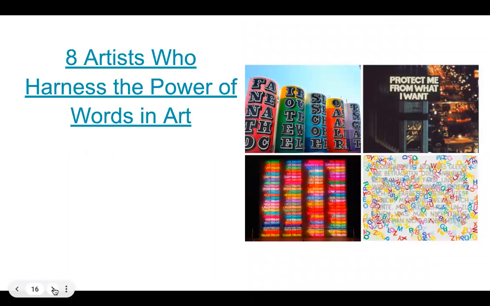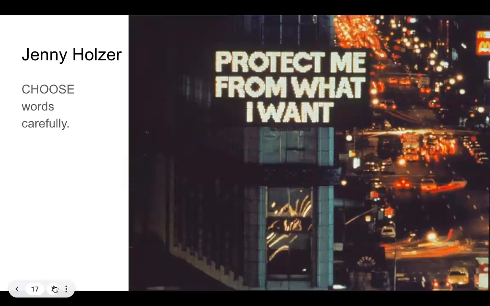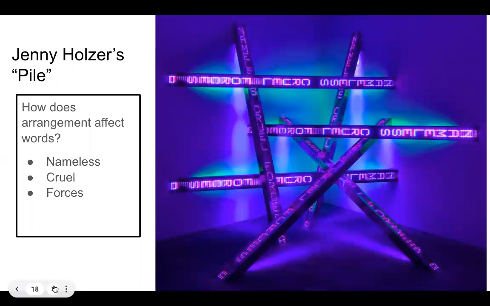And so I got some of the artists for this from this article on artists who use the power of words. So one of my favorites is Jenny Holzer, and she chooses her words very carefully. This is in Las Vegas. So if you think about what Las Vegas is notorious for, it kind of makes sense, her word choice. This is one of her pieces called Piles. How does she arrange the words nameless, cruel, and forces? Why did she choose to pile them?